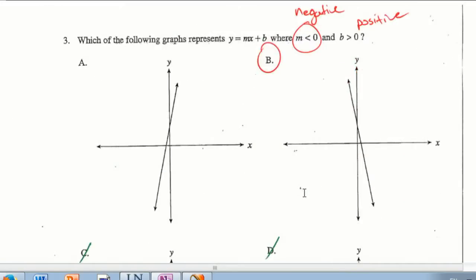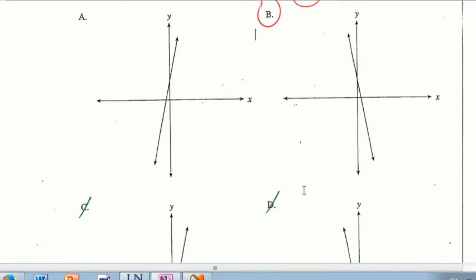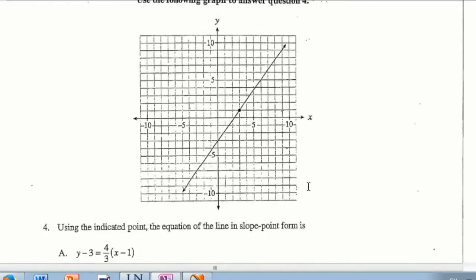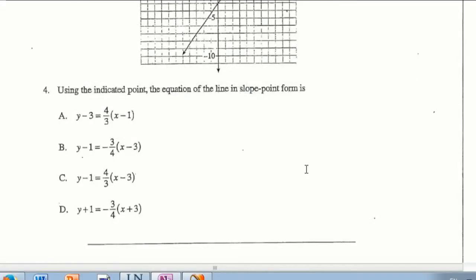All right, so negative slopes down to the right and a positive y-intercept. So again, an easy mark. Using the indicated point on the equation, slope point form. So you can see all of the answers are in slope point form.